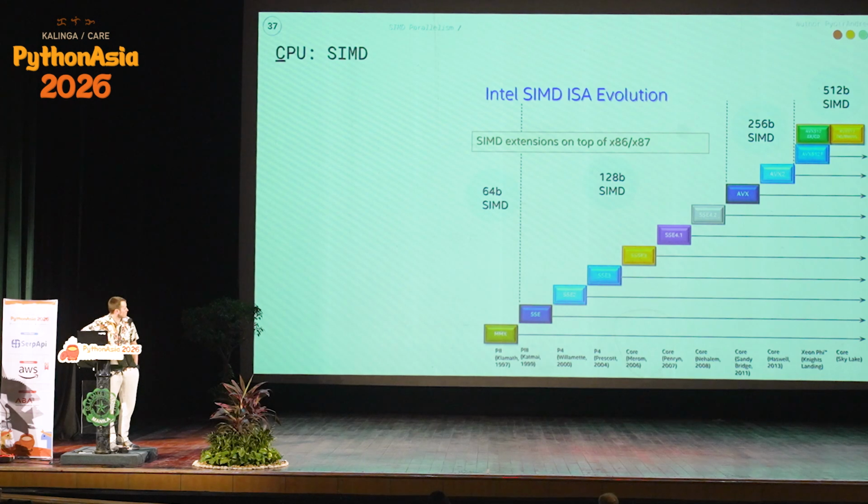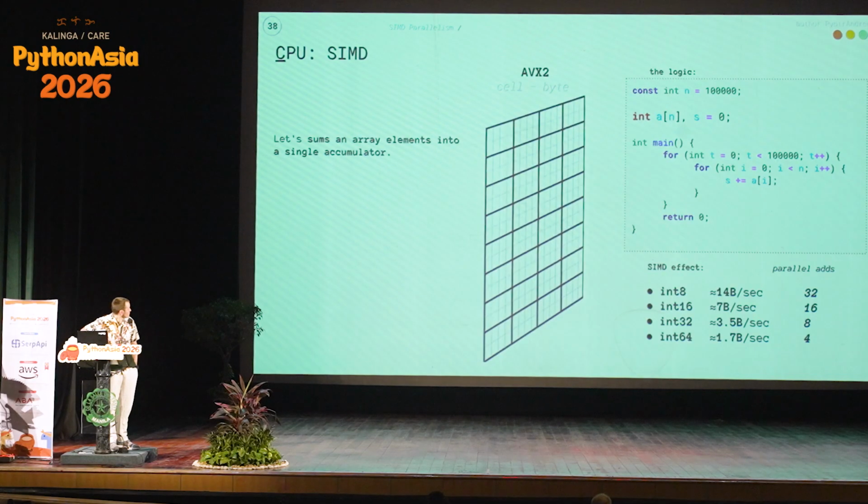Yeah, different SIMD instructions are used by different chips. How does it look? For example, if we take AVX2 instructions, it will be like 32 cells, and here I wrote a C code that sums array elements into a single accumulator.